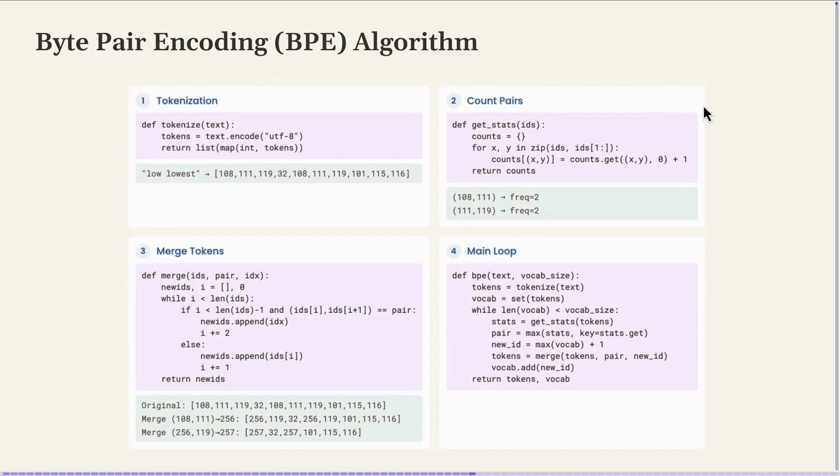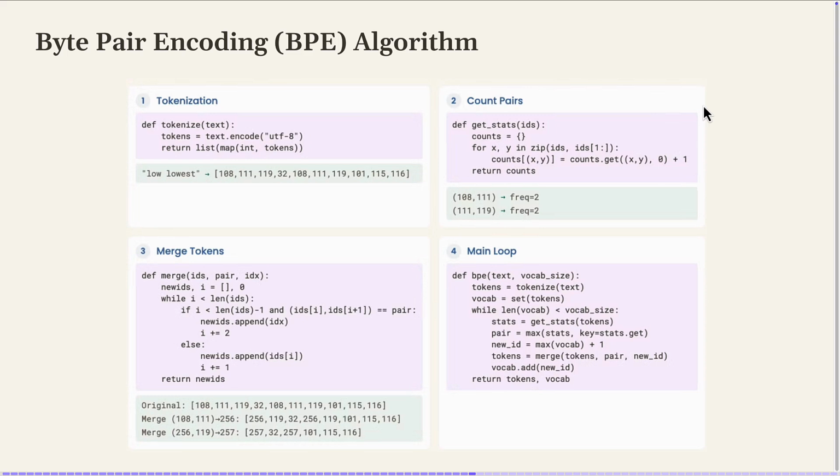Using Python here, for x, y in the different IDs, these are the IDs, you count the number of pairs. This gets the statistics: counts.get of the xy pair, plus 1. If it doesn't exist it starts from 0, or if it exists, it increments it. So this will return the pairs. This one has frequency 2, and you have 111, 119 also. It's repeating.